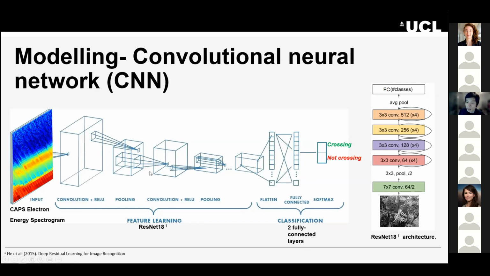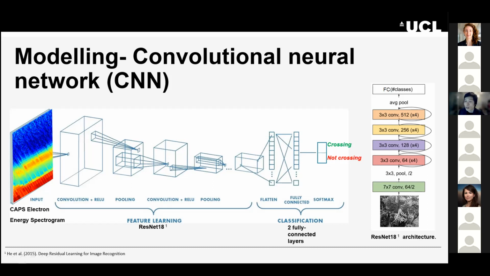The diagram in the center shows how an input image of CAPS electron energy spectrogram is passed through the CNN, giving the output crossing or not crossing. How does it know what to look for? Well, just as I created the 4 parameters or features for the threshold method based on input data, the CNN automatically creates discriminative features from the input image in order to output the correct class label using the label training data, so the catalog of crossings.